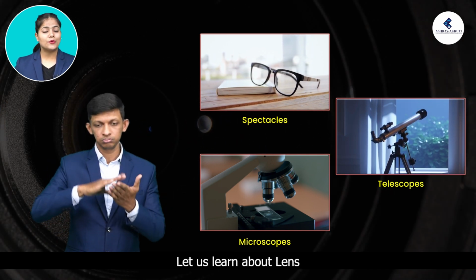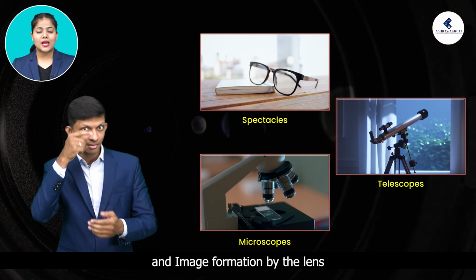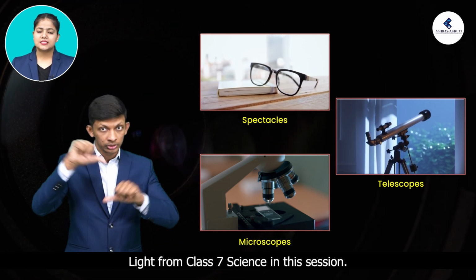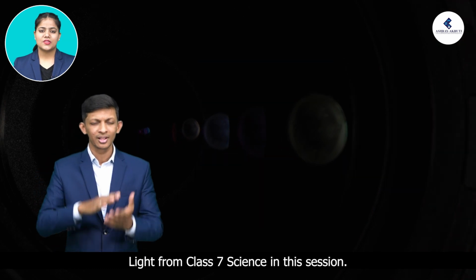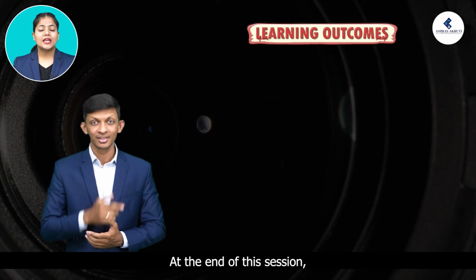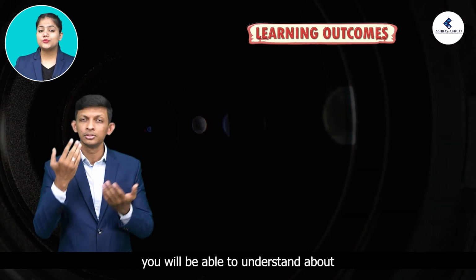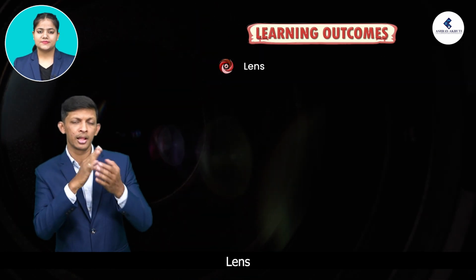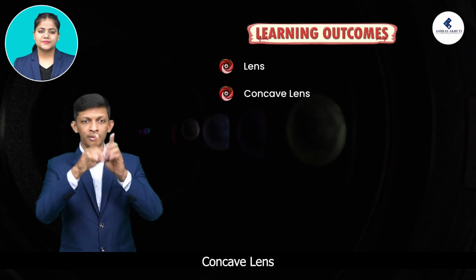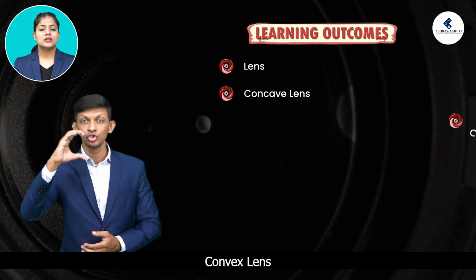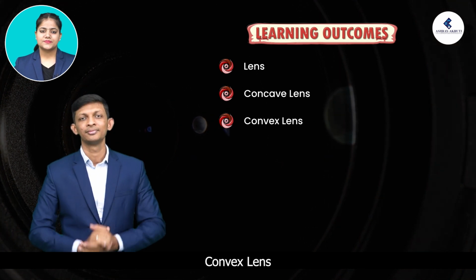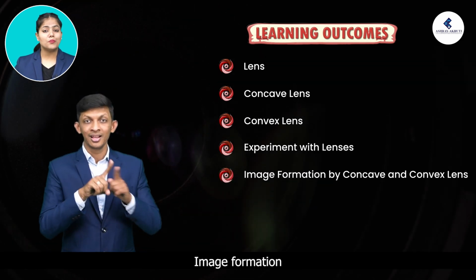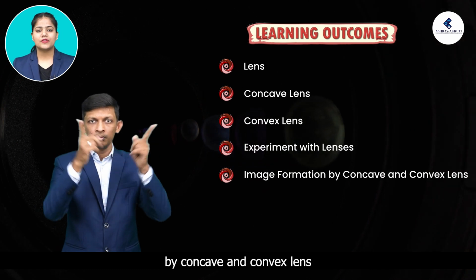Let us learn about lens and image formation by the lens from the lesson Light from class 7 Science in this session. Learning outcomes. At the end of this session, you will be able to understand about lens, concave lens, convex lens, experiment with lenses, image formation by concave and convex lens.